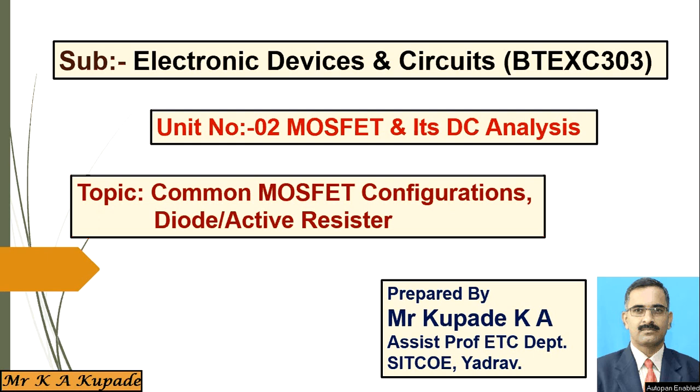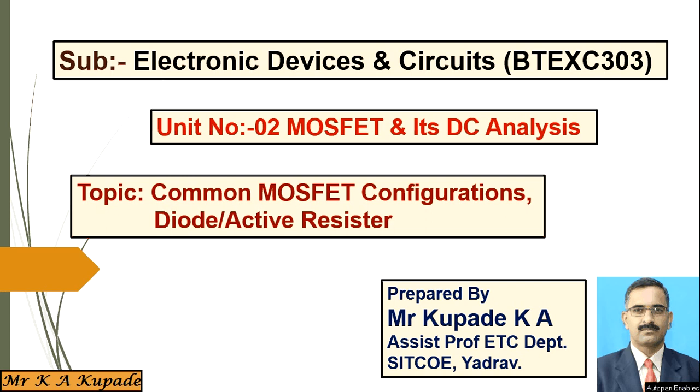We are discussing unit number 2, MOSFET and its DC analysis. In the previous lecture, we discussed the common MOSFET configuration, under which we covered the MOSFET as a switch. In that, we discussed how this device is used for that particular application as a switch.